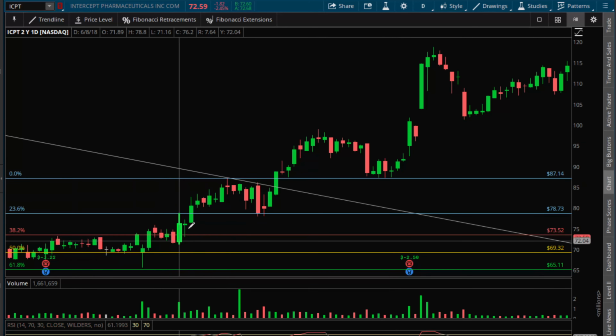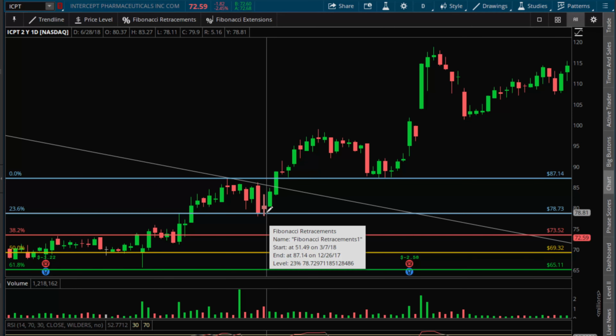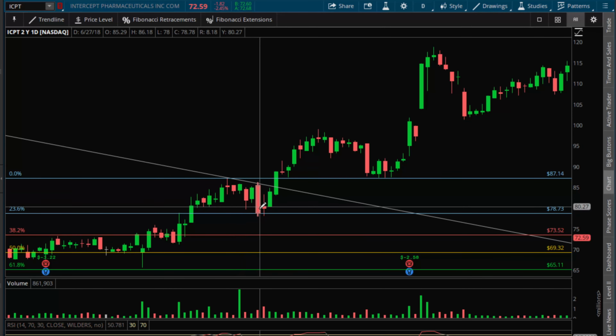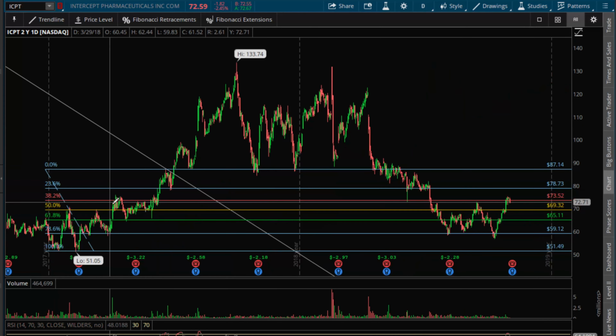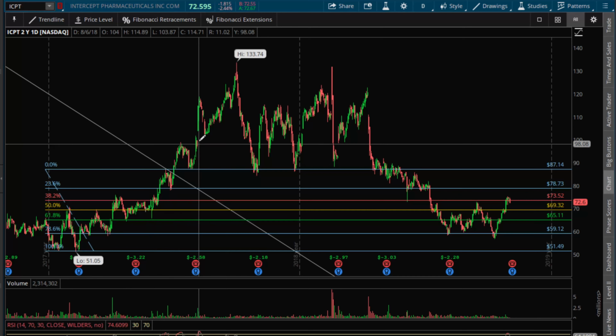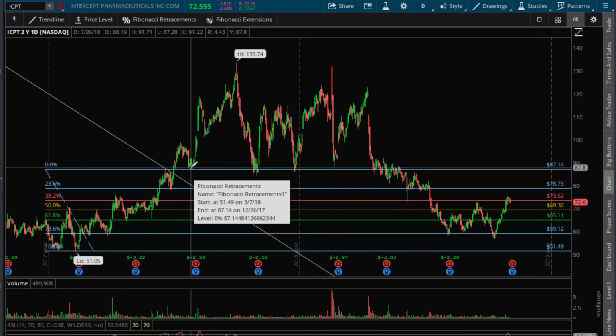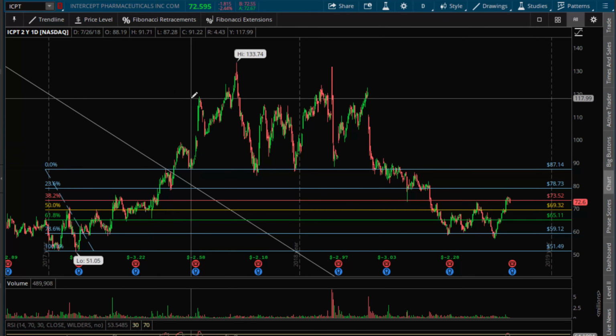So anytime you can get a stock just pulling back these small amounts on the full move of 23.6, that usually signifies there will be another strong move, and you can see after it retested that level, it really made a strong move up.